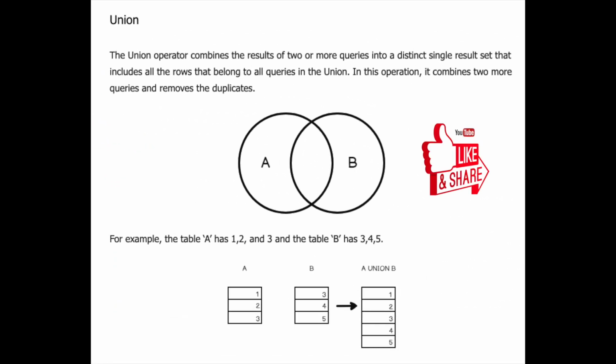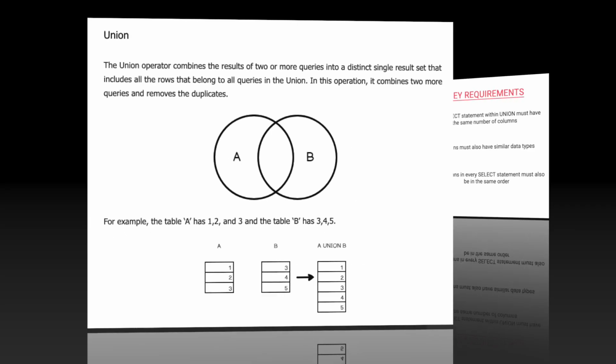Another example is table A has 1, 2, and 3, and table B has 3, 4, and 5. If you used the UNION operator, the final result will be the union of A and B, which results in 1, 2, 3, 4, and 5. Note how duplicates are removed.